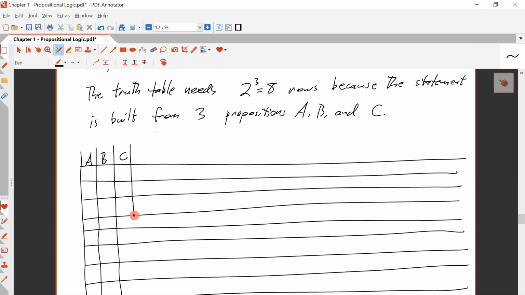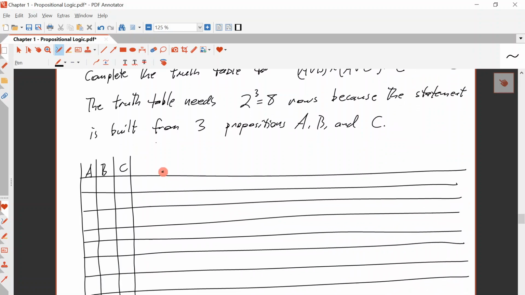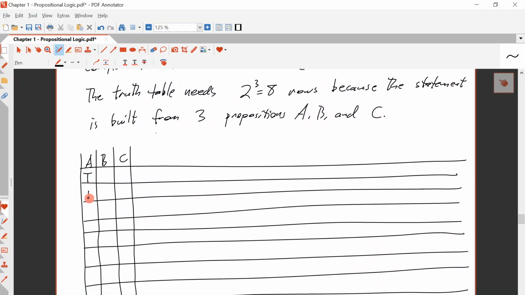and C. And we need to show all possible truth combinations of A, B, and C. And there's 8 of them. Well, how do you get all 8 of them? Well, here's one way to do it. So A is either true or false. So you write down 4 trues, 4 false. So 4 and then 4.